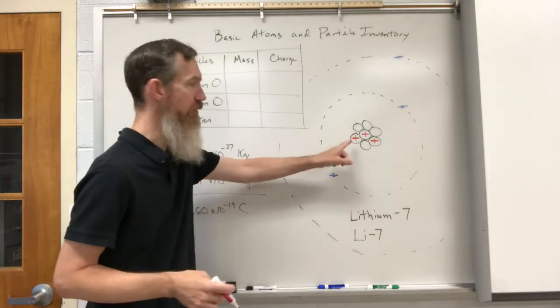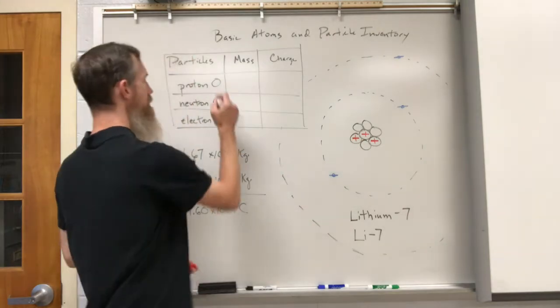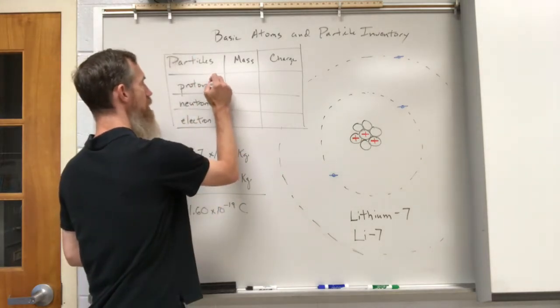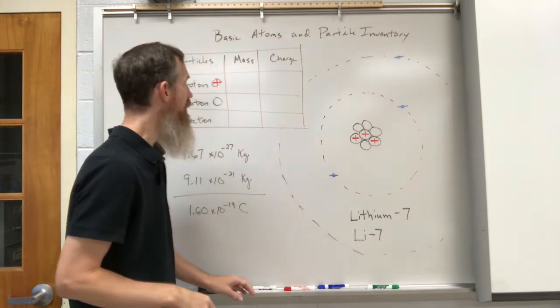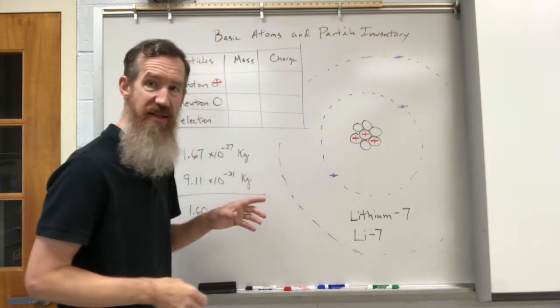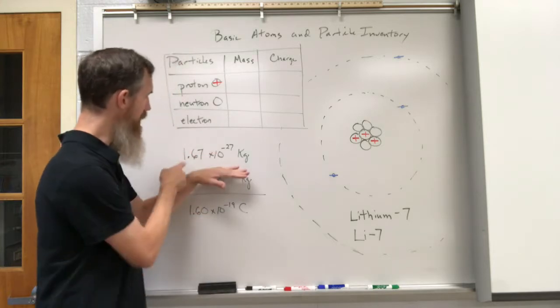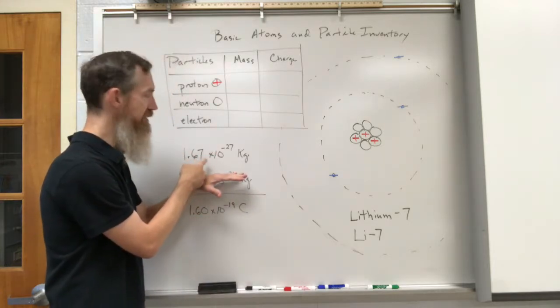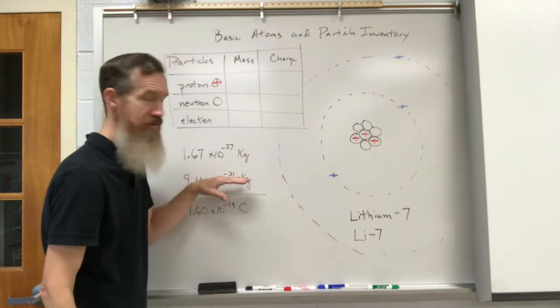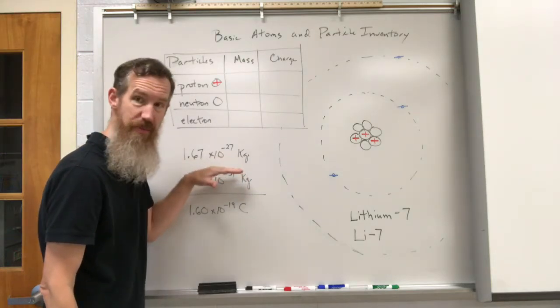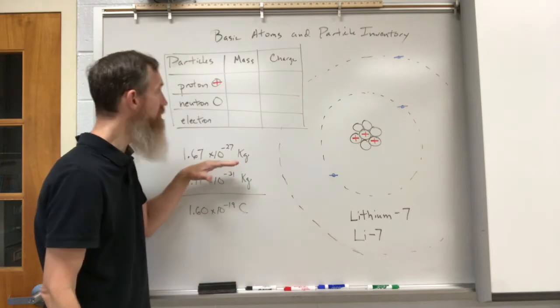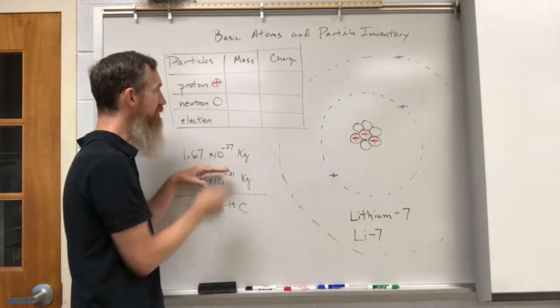We discovered that the protons are positively charged particles, that they have a mass of this number, 1.67 times 10 to the negative 27 kilograms, which is a really ridiculous number. And we're not going to actually use that number. I'll explain why in a moment. But these protons have this mass.